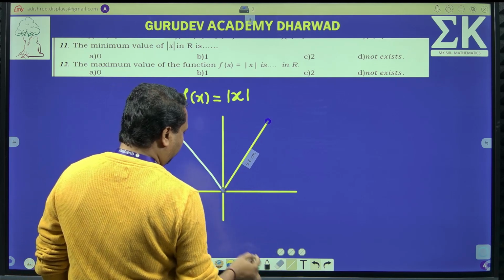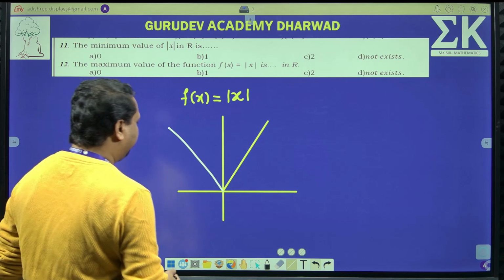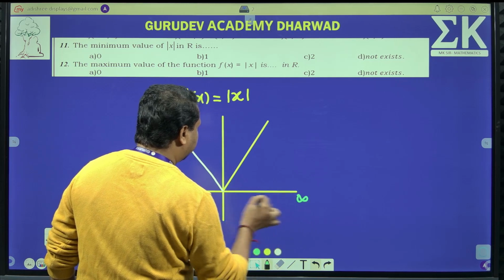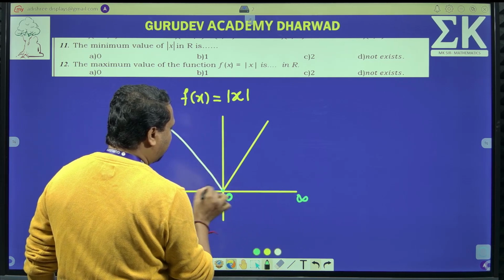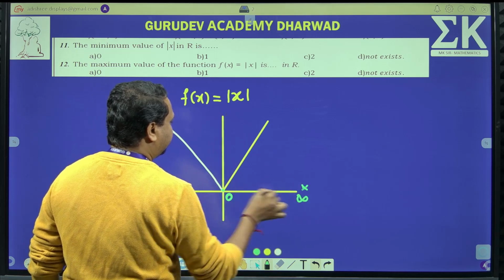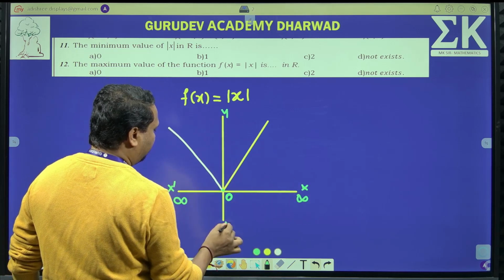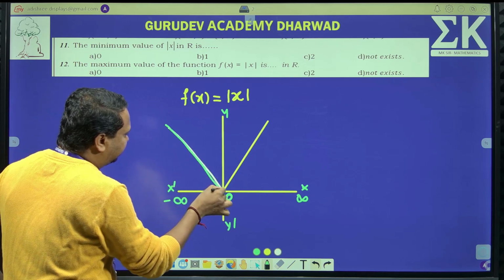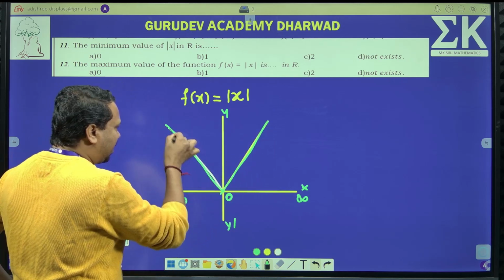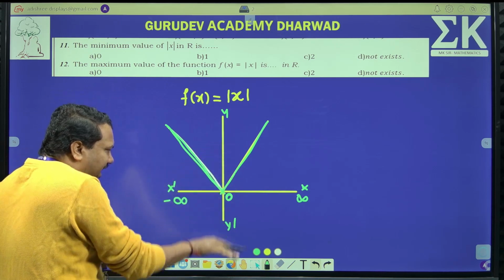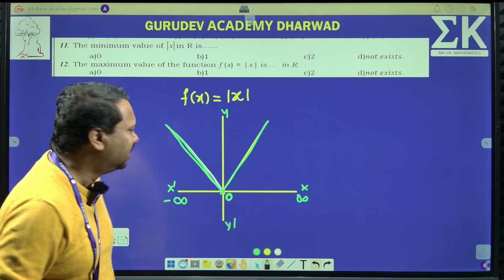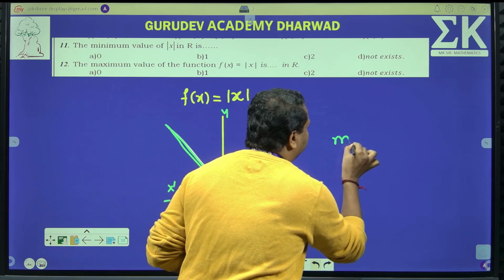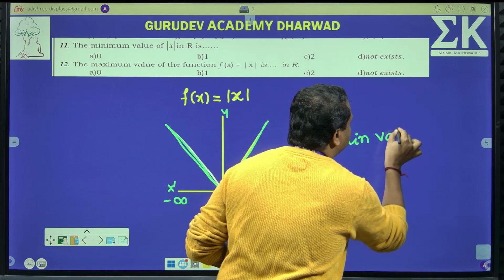Clear? So you can understand this function, what we have is the modulus function from minus infinity to plus infinity. At x equal to 0, it has a sharp edge, right? So x dash, y dash. Try to understand. When you observe this graph, don't you think this modulus function is not going below the x-axis? It means this function's minimum value is 0. I repeat, this function's minimum value is 0.